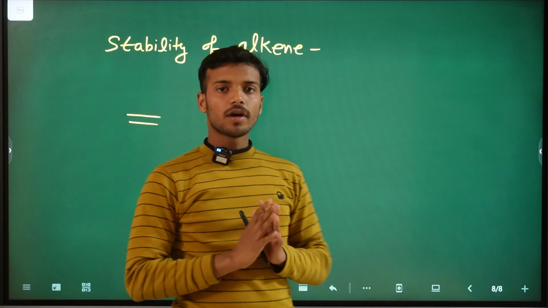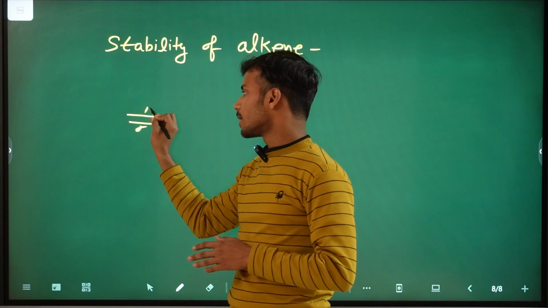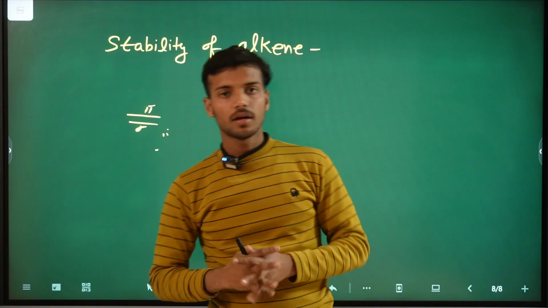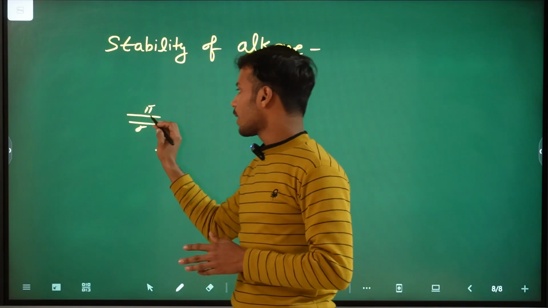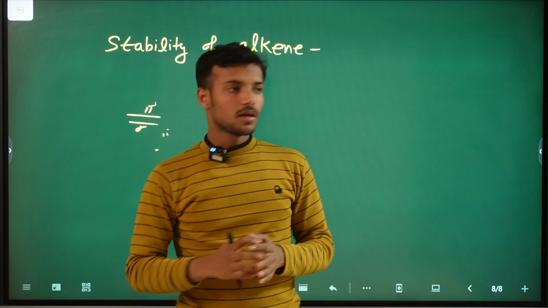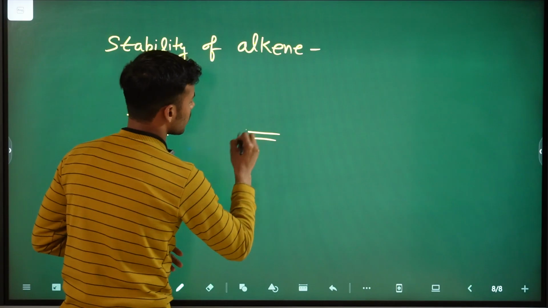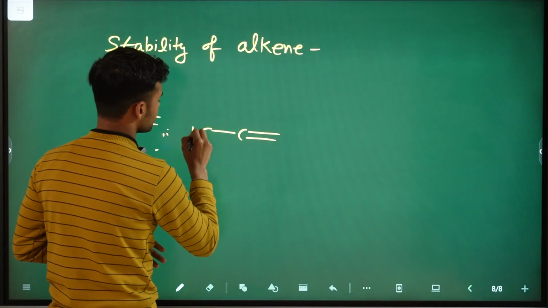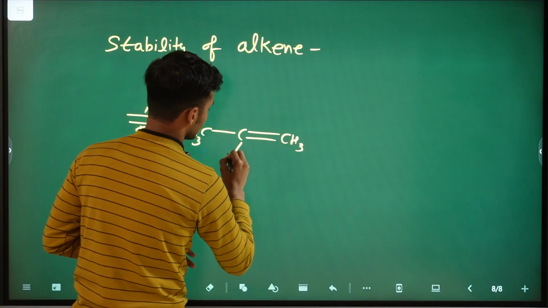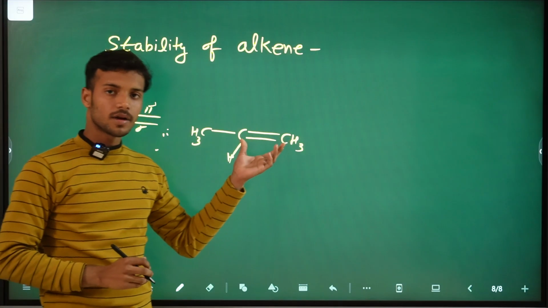In the case of alkene, alkene has two bonds, sigma and pi. Pi bond is dense. Pi bond is an electron-rich bond. So take an example of any kind of alkene like this. So pi bond has higher electron density.